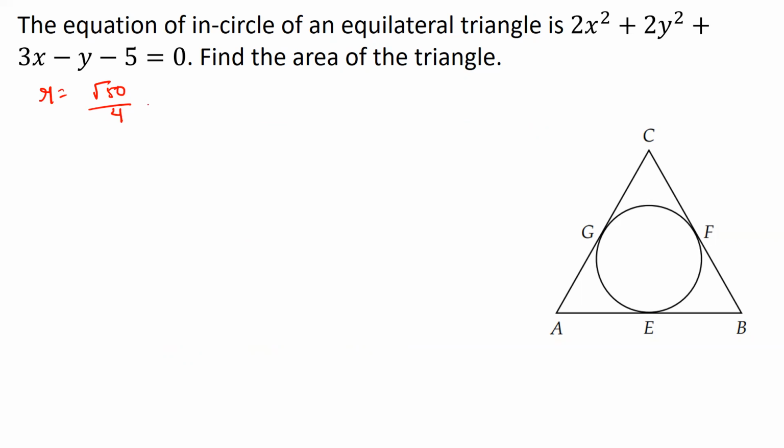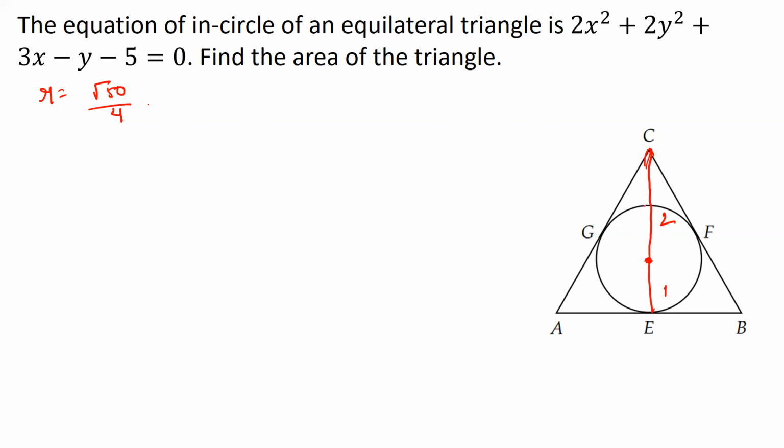Now what to do next? We need to find out the area of the triangle. You know that this triangle is given to be an equilateral triangle, and we know that there is a relationship between the center of the circle and the equilateral triangle. If you consider the equilateral triangle and its incircle, and if this is the radius and this is the height of the equilateral triangle, then the relationship is that the center divides this height in the ratio 2:1.